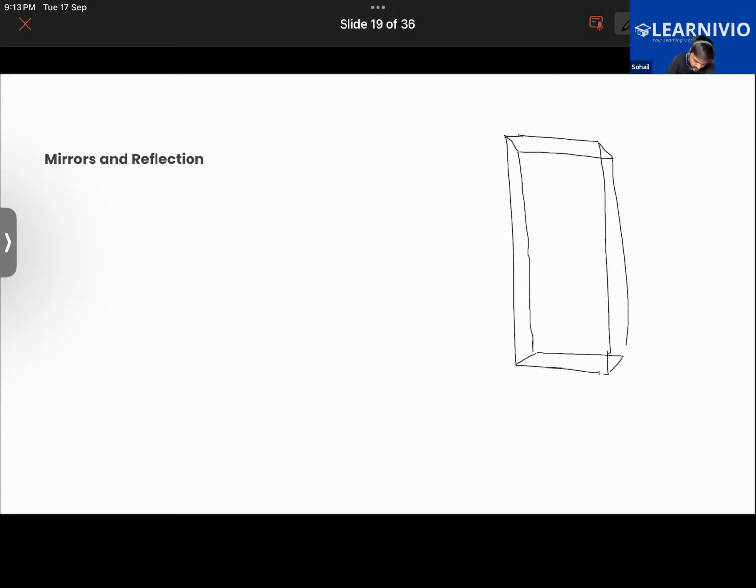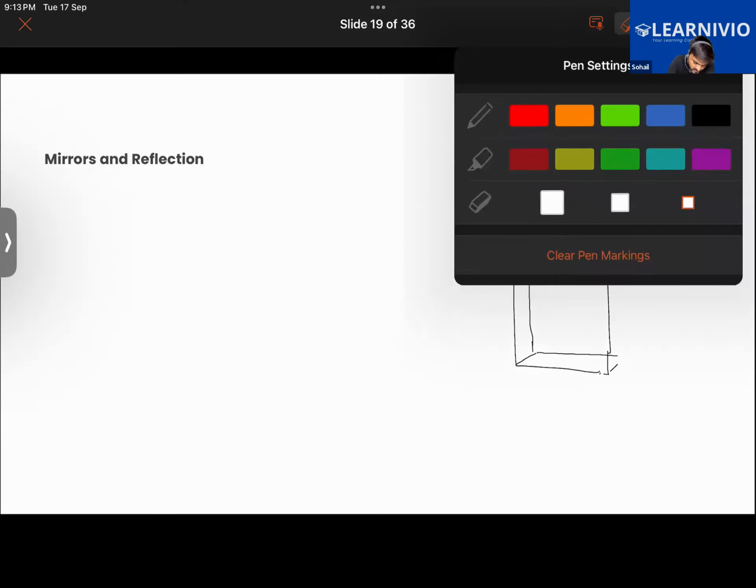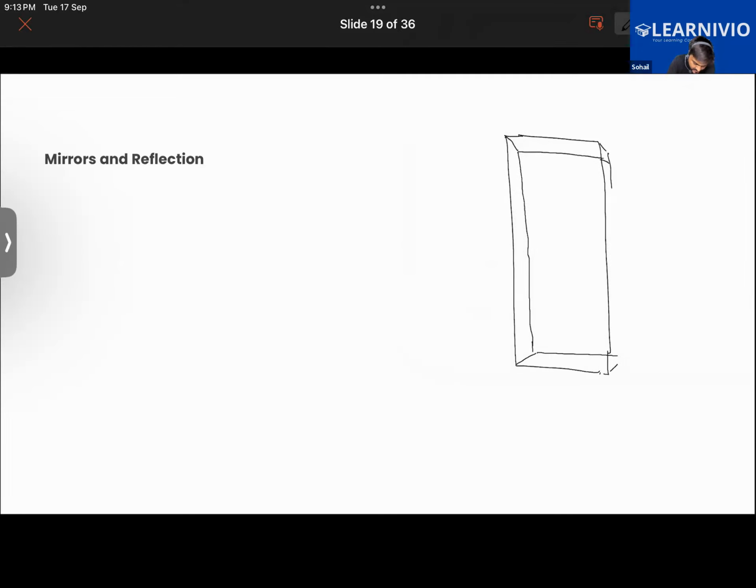See, I am trying to draw a 3D image of a mirror here. Say that I have shown the thickness of the mirror also. So what we get to see is that at the back of the mirror, we polish the mirror with a reflective surface. Like earlier we were using silver. The back of the mirror was coated with silver, because silver is a very good reflector of light.